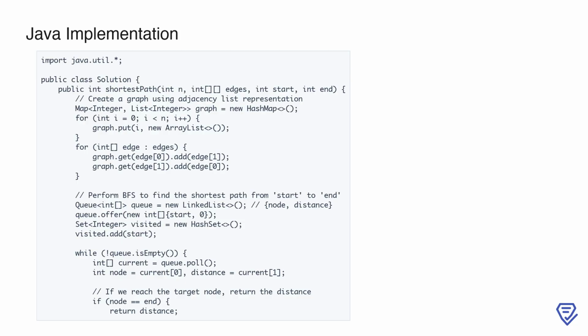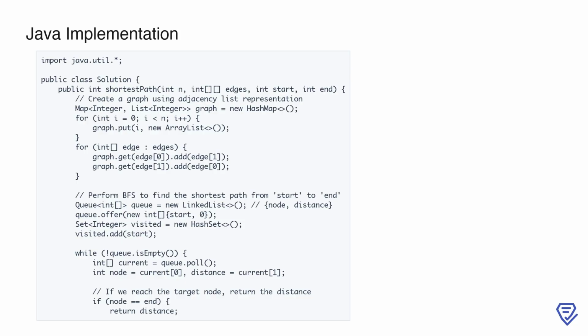We then iterate through the edges array to populate the adjacency list, ensuring that each edge is bidirectional since the graph is undirected. After setting up the graph, we use a breadth-first search, or BFS, approach to explore the shortest path. To initiate the BFS, we declare a queue that will keep track of nodes along with their respective distances from the starting node. We also maintain a hash set to keep track of visited nodes, ensuring we don't revisit them, which helps avoid infinite loops.